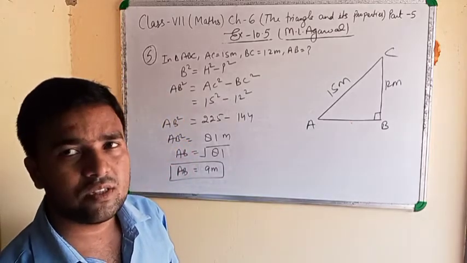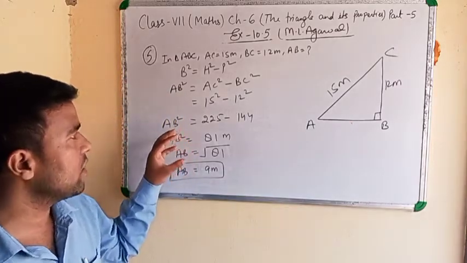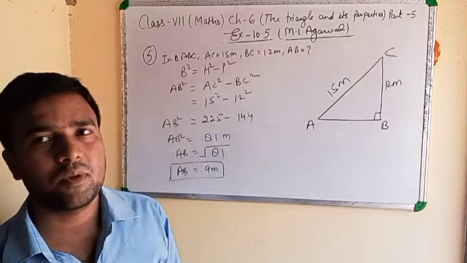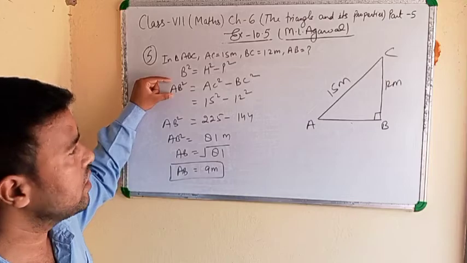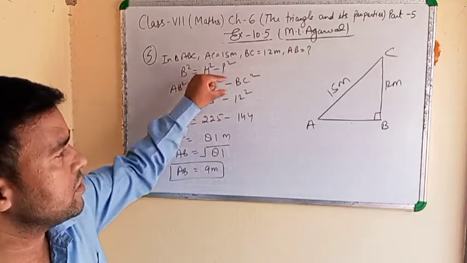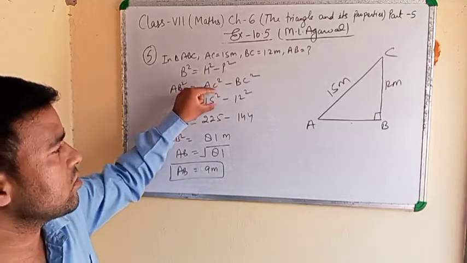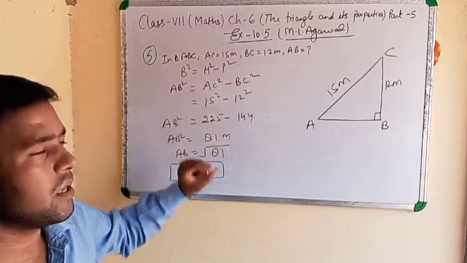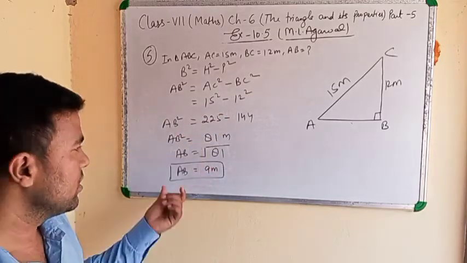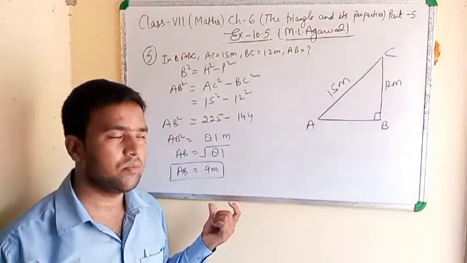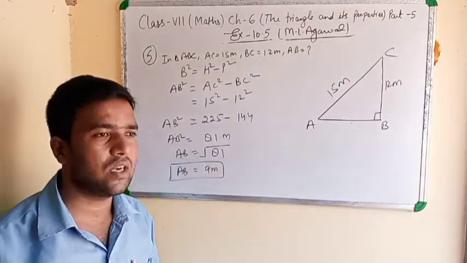Clear? Base square. We know that formula: hypotenuse square minus perpendicular square. Then AB square is the base, H square is AC square, P square means BC. 15 square minus 12 square, 225 minus 144. Then AB square equals 81 meter. AB equals square root of 81. 81 is the square of 9.